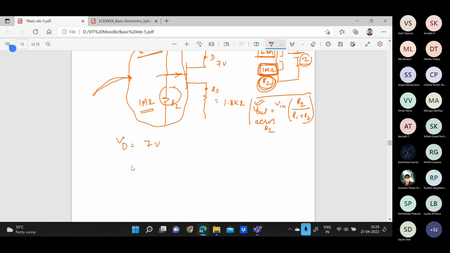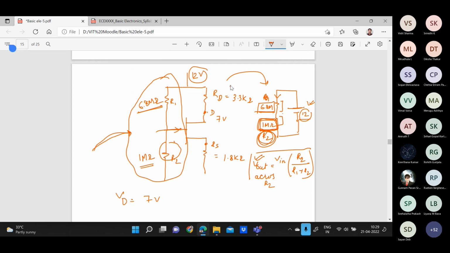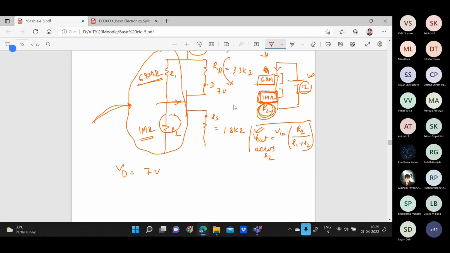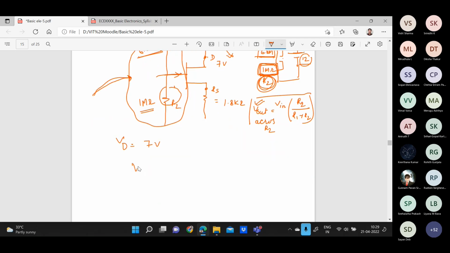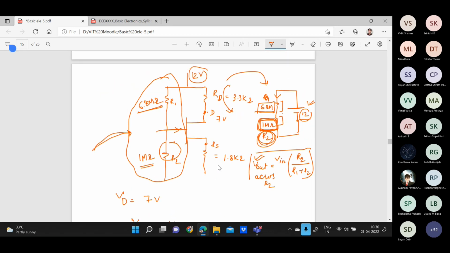So if you apply the loop here, for example, because we know the value of VD, it will be equal to VDD equals VDS plus IDRD. If you apply it here, 12 volt, and this is the voltage drop here, and this is the ID, if ID current is flowing here. So VDD equals IDRD plus VD.